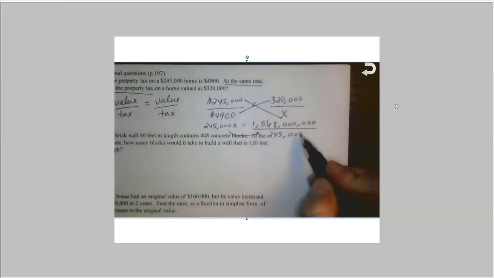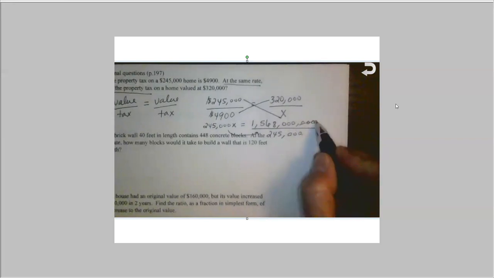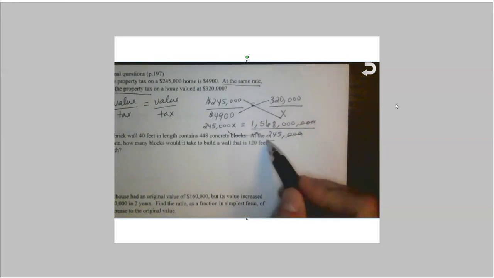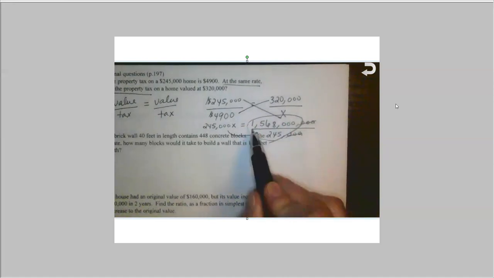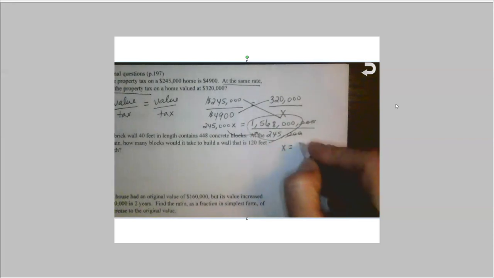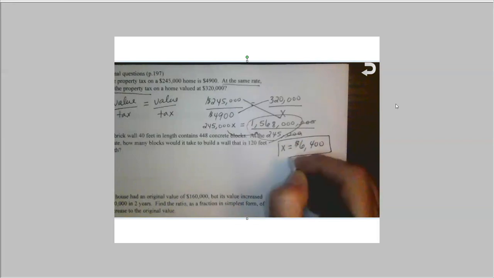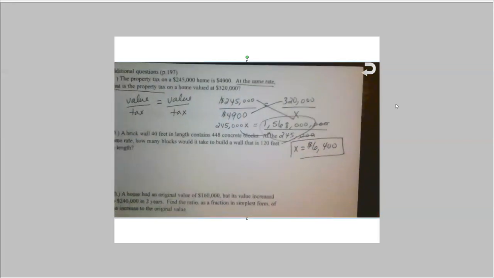One thing just to help quickly simplify this before I put it in my calculator. Notice how these numbers all end in 3 zeros. I can cancel those 3 and cancel those 3. It's like dividing each number by 1,000. That just simplifies this. So then I would only put this in my calculator to divide. Dividing that's going to tell me that X equals $6,400.